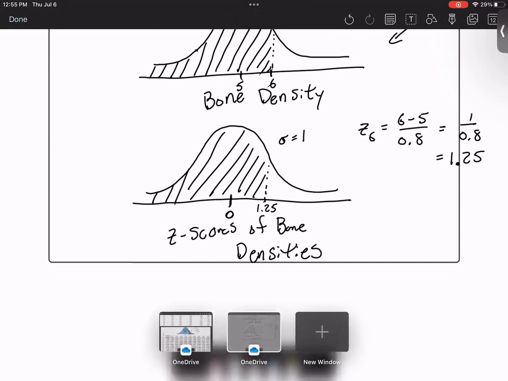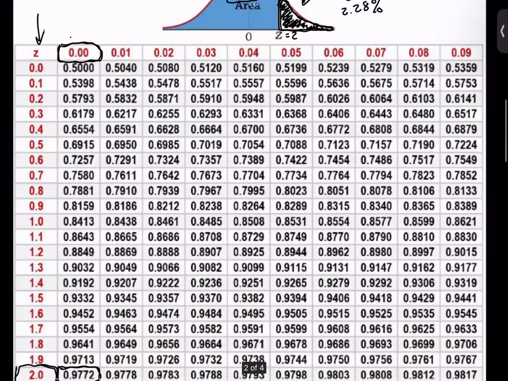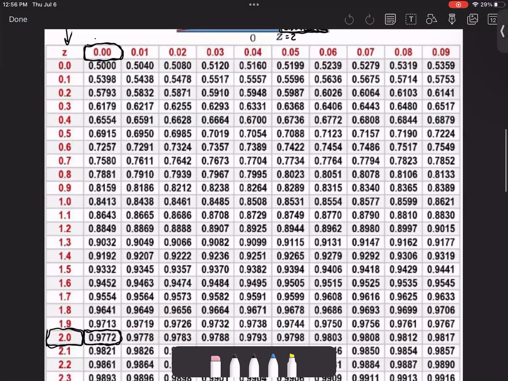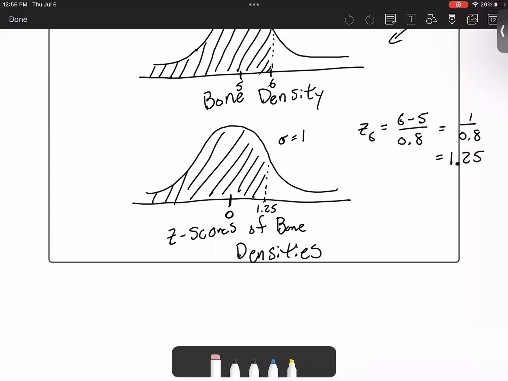I go to my chart. So I go down to my chart and I find the z-score 1.25. So here's 1.2. And 1.25 is right here. So the area to the left of the z-score 1.25 is 0.8944 or 89.44%. So this right here, this area is 89.44%.